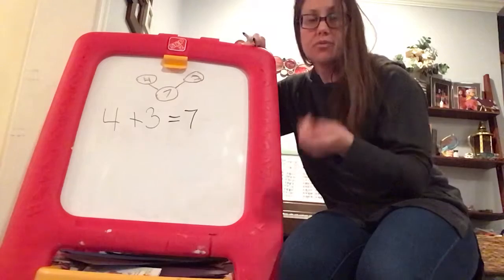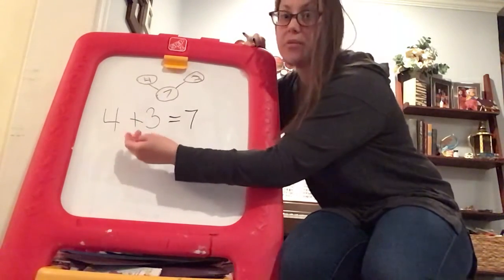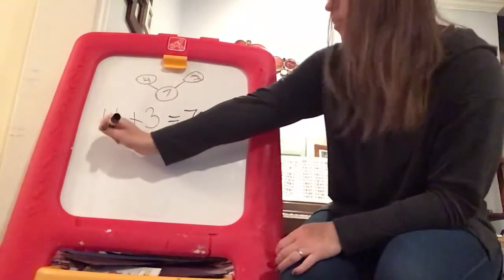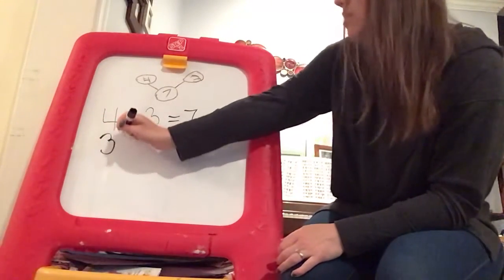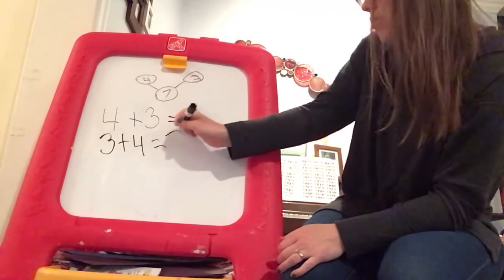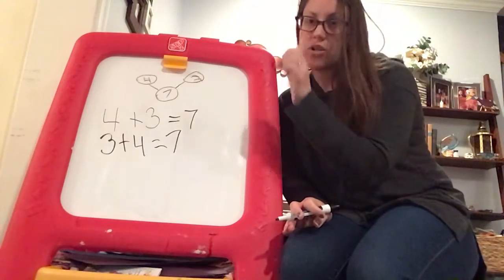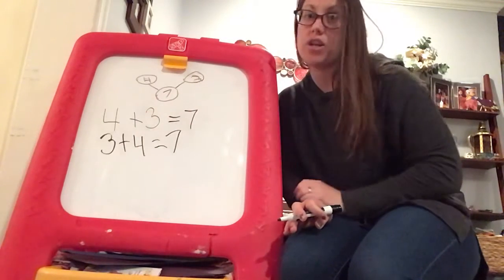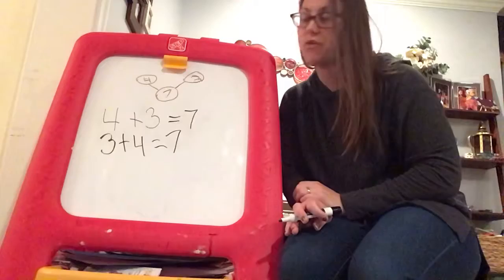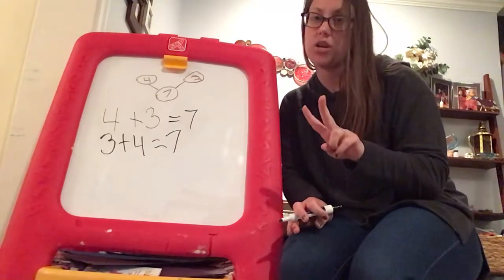Now, when we talked about number bonds, we talked about the flip. All I have to do is the flip addition equation, which is 3 plus 4, and it's still equal to 7, the whole number. So I have both addition equations that help create the fact family. Now I need to make the two subtraction equations.